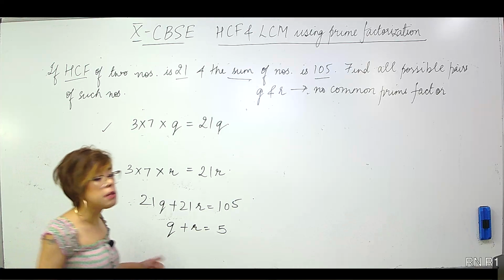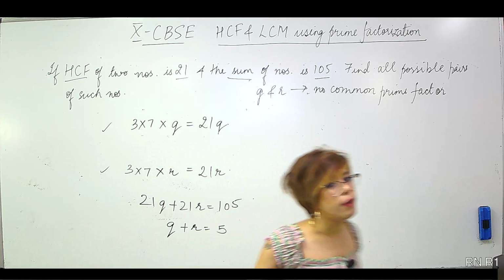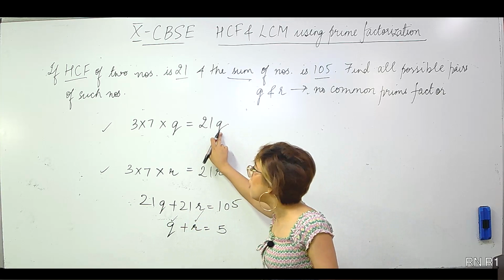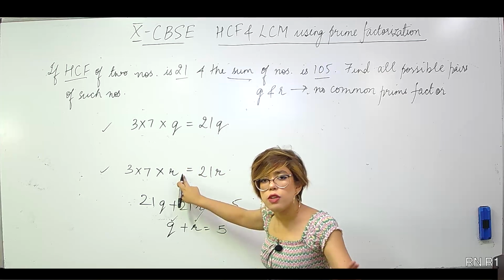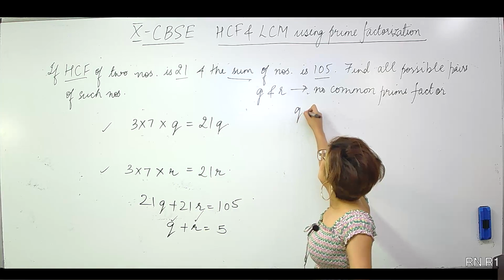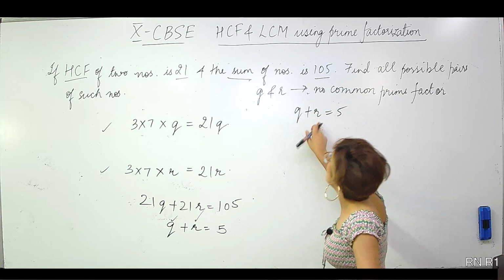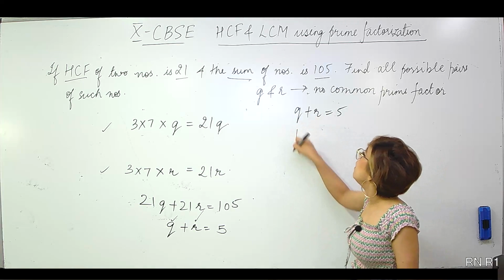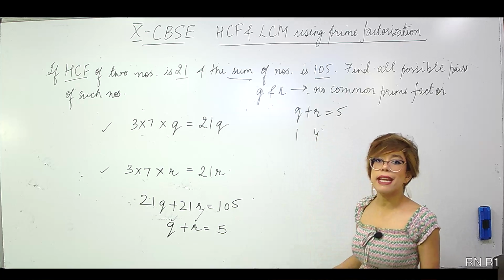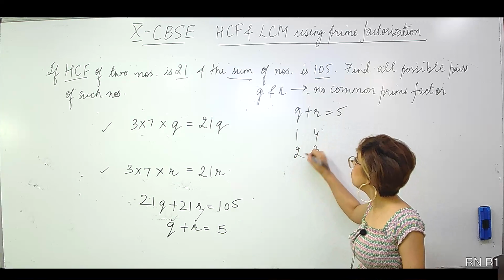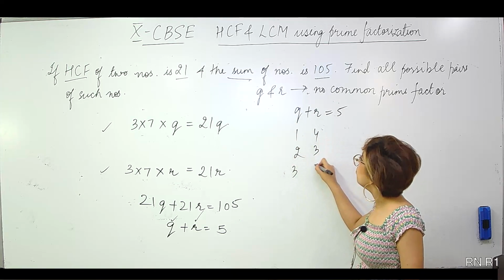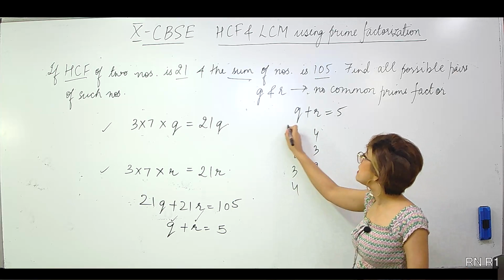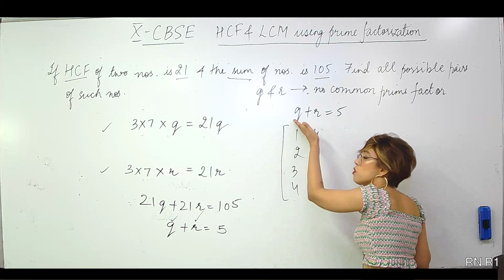This is an equation. You will say, ma'am, linear equation in two variables, we do not know how to solve it. Mind it, Q and R are definitely natural numbers. Now, if Q plus R is equal to 5 and these two are natural numbers, you can guess the solutions. First thing, Q can be 1, R can be 4. Second, Q can be 2, R can be 3. Then Q can be 3, R can be 2. Q can be 4, R can be 1. These are the only set of solutions which satisfy this equation.